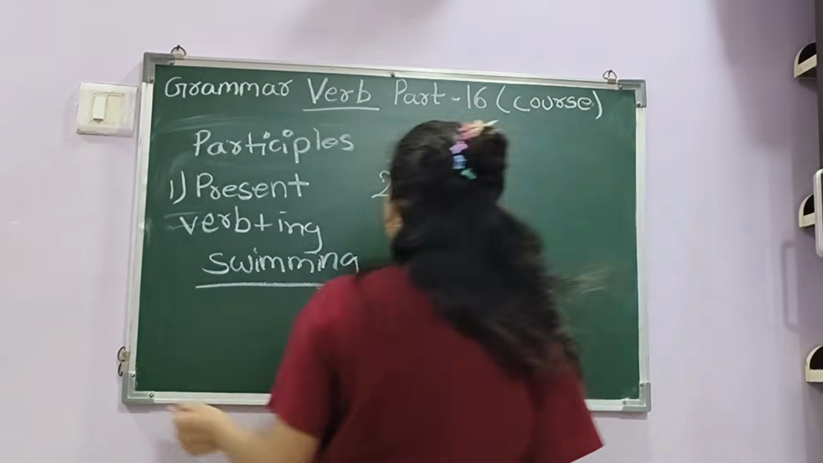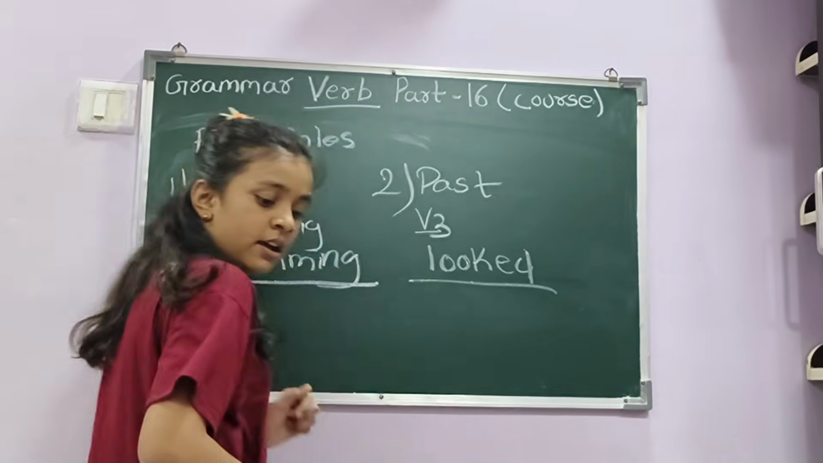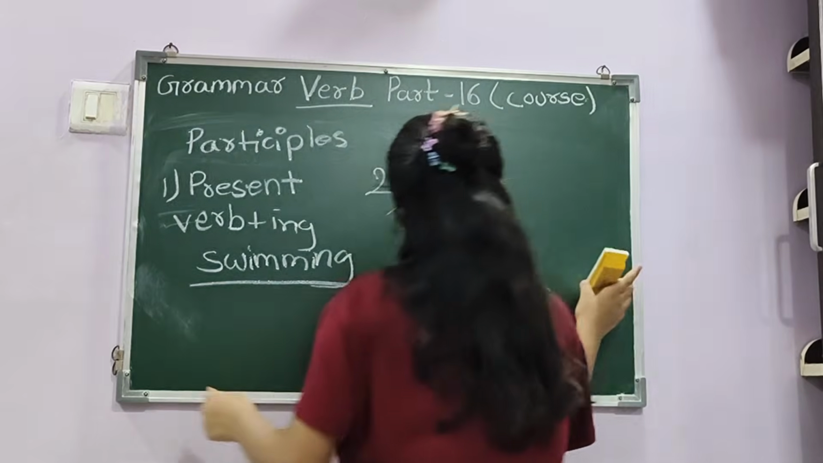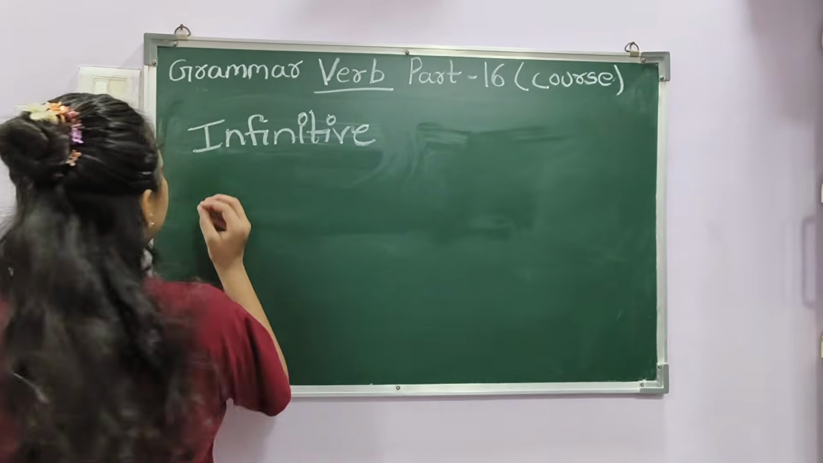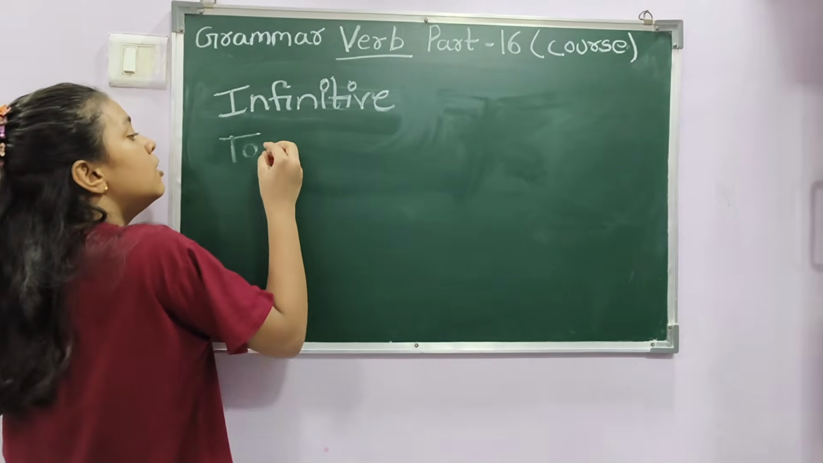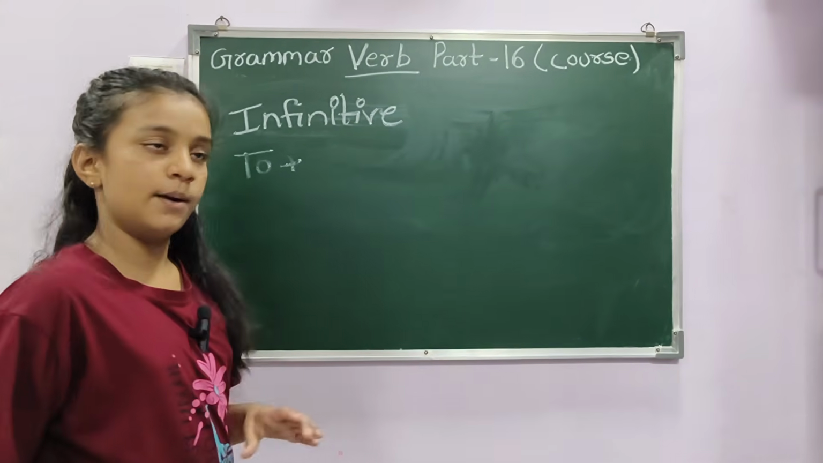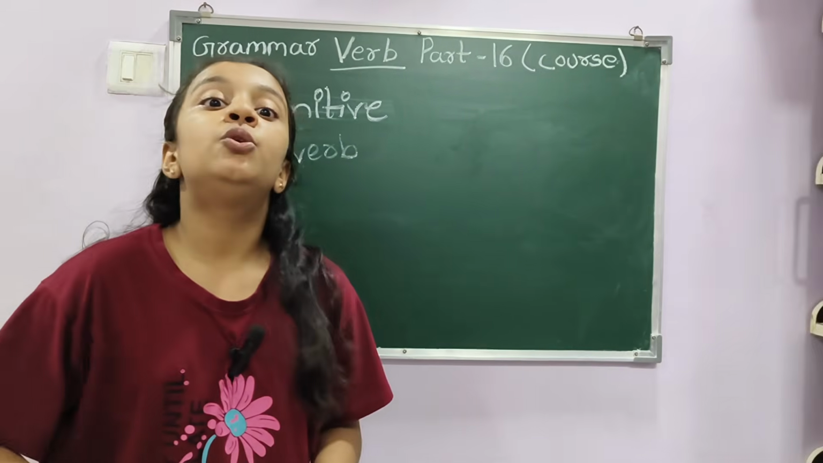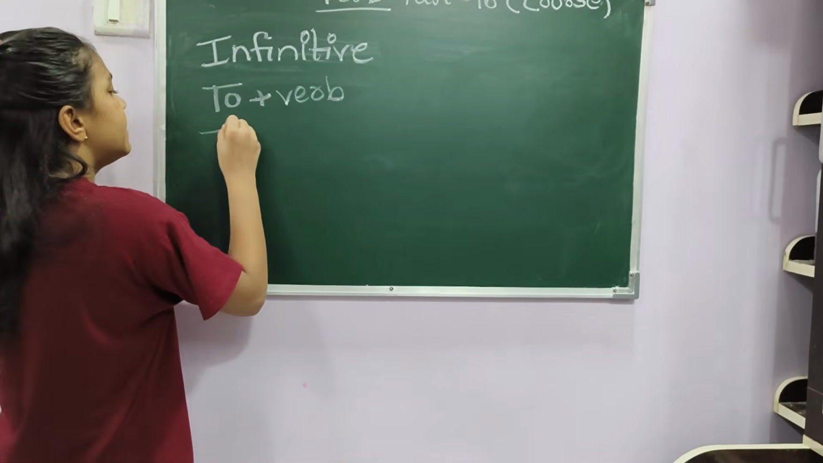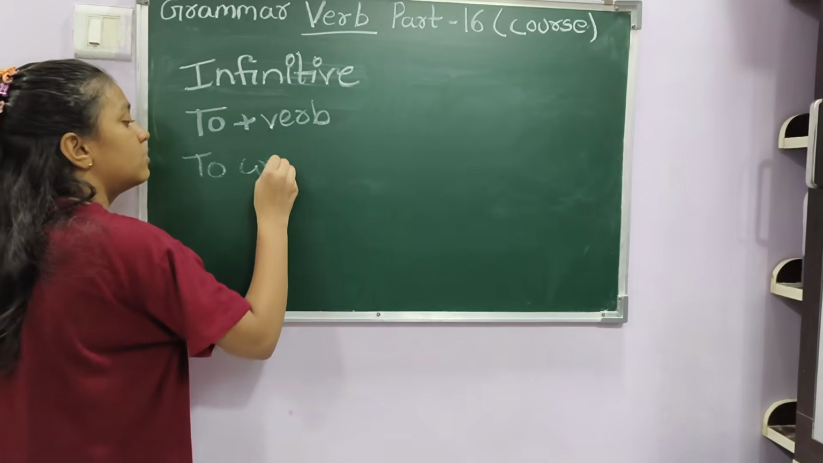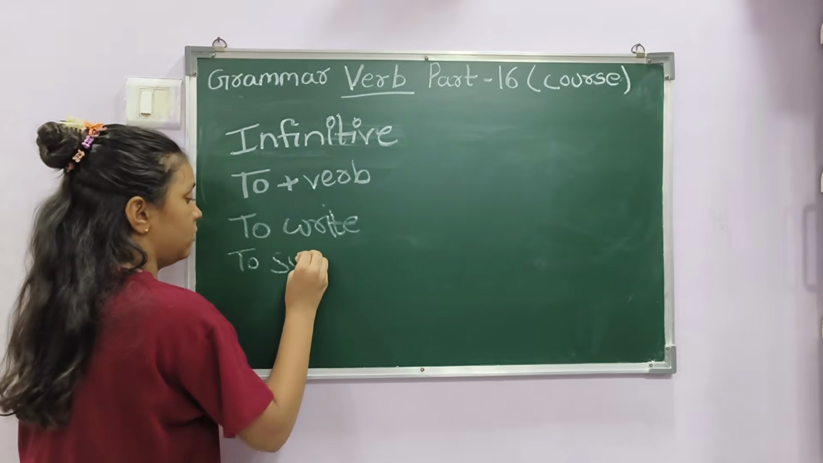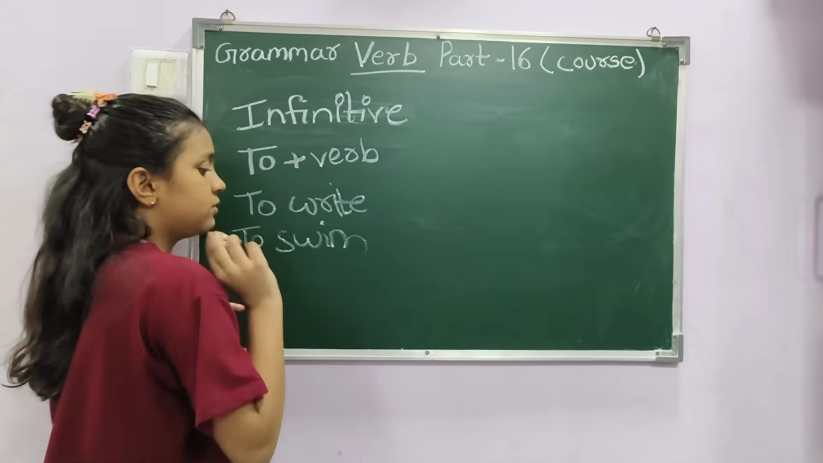Now the last participle is the infinitive participle. The rule used is to plus verb. Examples can be to write, to swim, to sing. So these are examples.